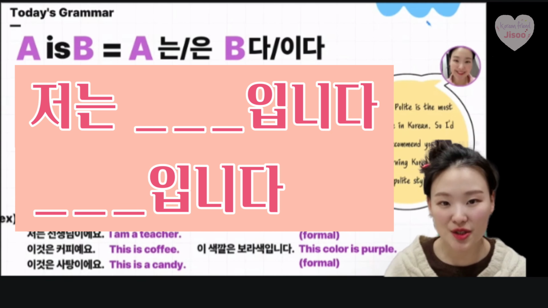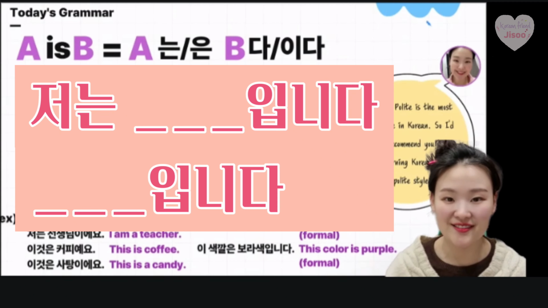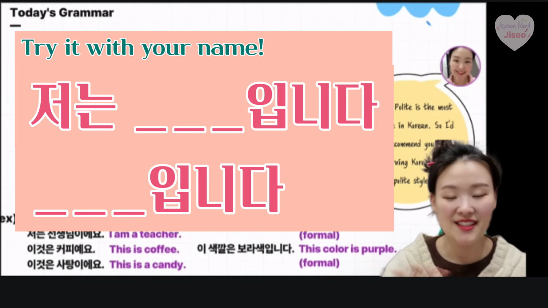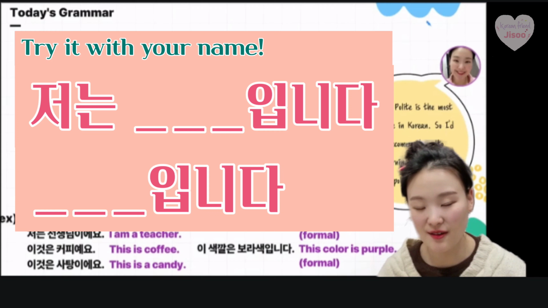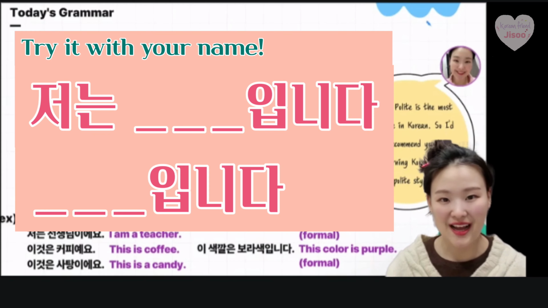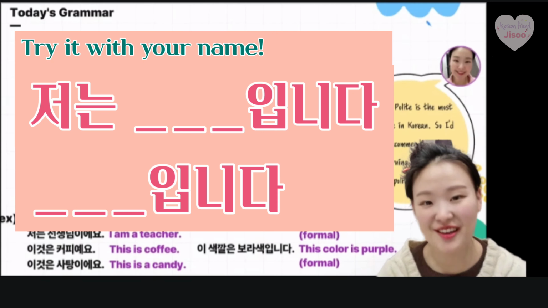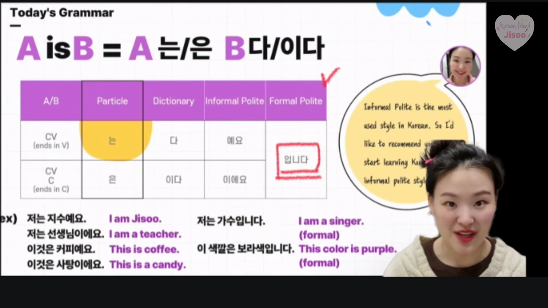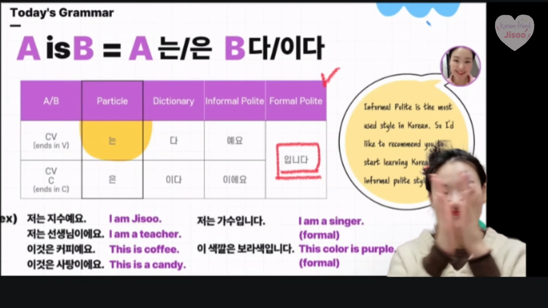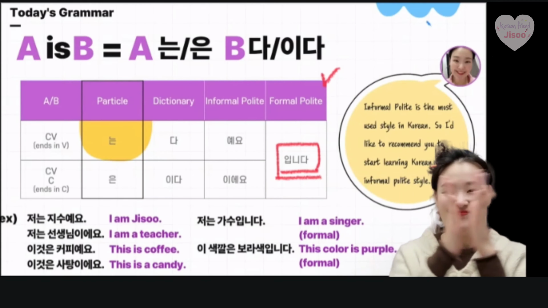Shall we make a sentence introducing your name in Korean? 저는 지수입니다 or 지수입니다. Well, my full name is 최지수, so 최지수입니다. 안녕하세요, 최지수입니다. Did you make it? Now you can introduce yourself in Korean.